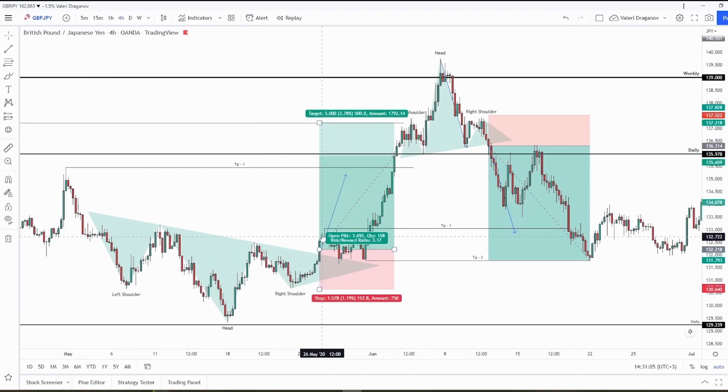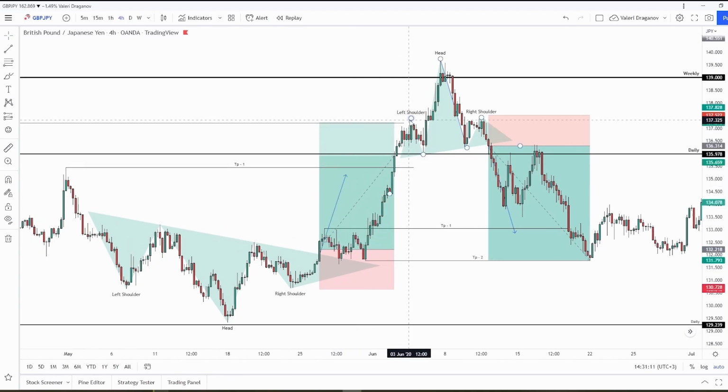You can see how the price tests our neckline and then makes a huge impulse upwards, breaking a daily level, again tests the daily level, and a huge impulse that breaks a strong weekly level of resistance. Then the price returns, forming a bottom and a third top, which is lower than the previous one. It is almost, I can say it is equal to the first one.